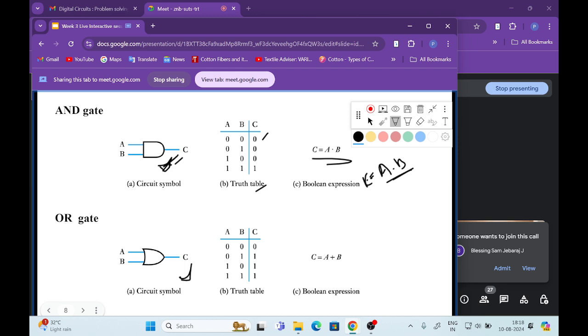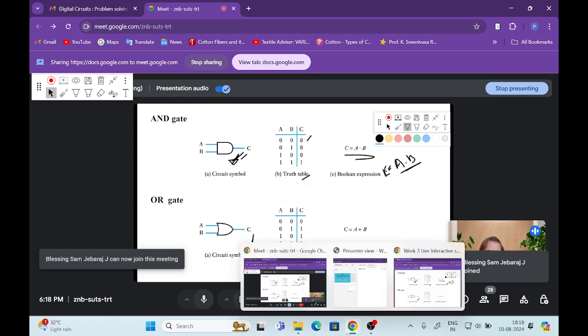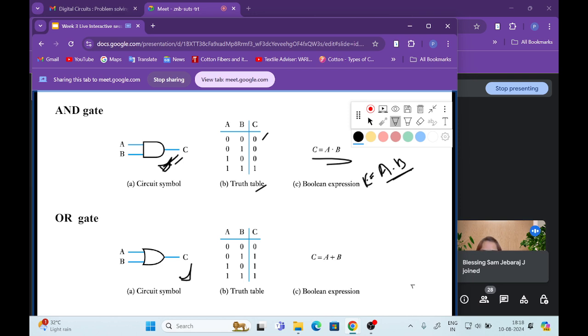Similarly, the OR gate is represented by this symbol. As I already told you, OR is an addition of two variables or three variables, depending on the number of variables. Here there are two inputs, so two variables are given. So simply the OR gate is an addition of two variables, and the AND gate is a multiplication of two variables. The possible combinations: 0 0 will be 0, 0 1 will be 1, 1 0 will be 1, and 1 1 will be 1 only in the OR gate.